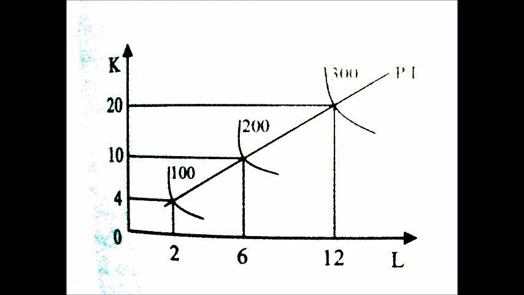Again, when K and L are increased by 100%, K is 10 to 20 and L is 6 to 12. Output increases by a smaller percentage, that is 50%, from 200 to 300. Since the percentage increase in scale is greater than the percentage increase in output, the firm experiences diminishing returns to scale.